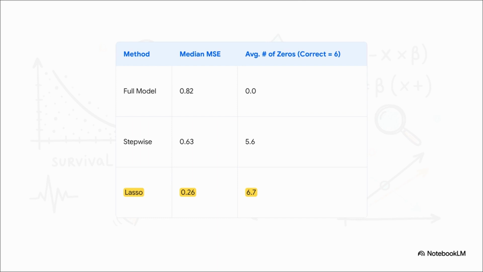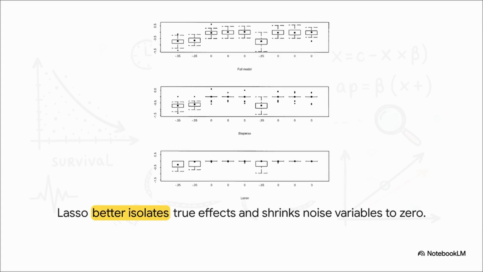And look at the last column. It was much better at correctly identifying the useless variables and setting them to zero. And if you want visual proof, this is it. These box plots show you just how stable the estimates are. Now, what's really interesting here is the bottom row. You can see so clearly how the Lasso model does the best job. The estimates for the true effects are right on the money, and all the noise variables, well, they've been successfully crushed down to zero. It's just a cleaner, better result.